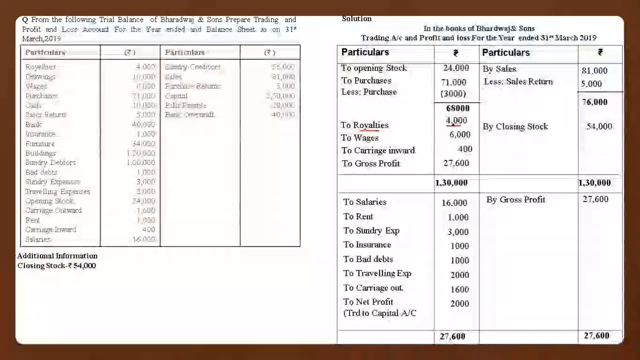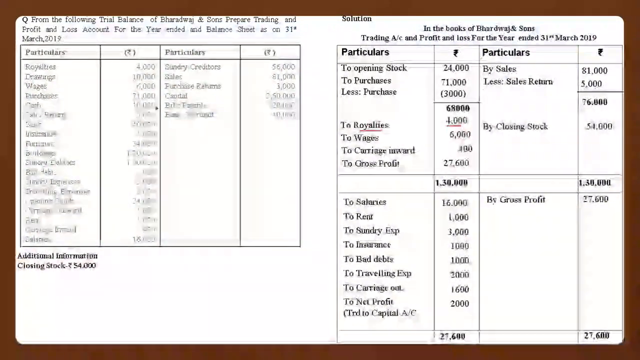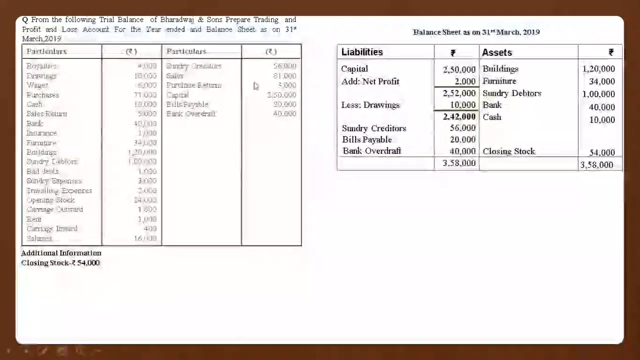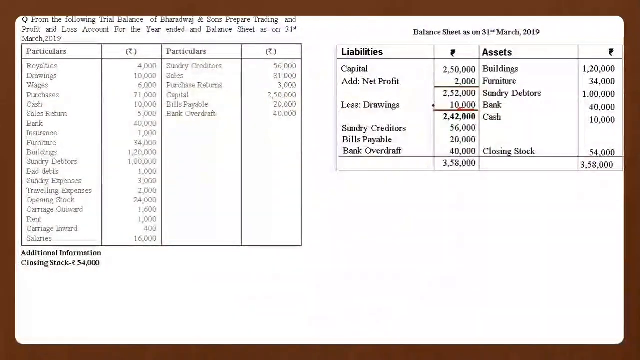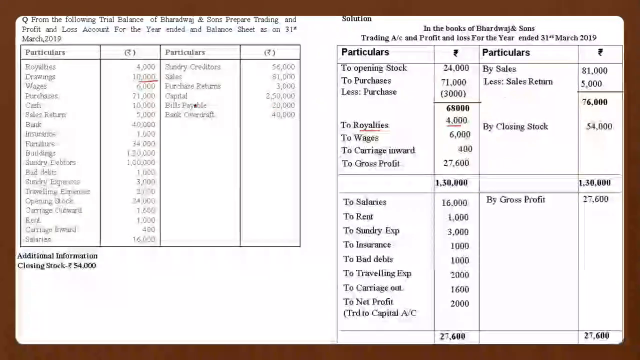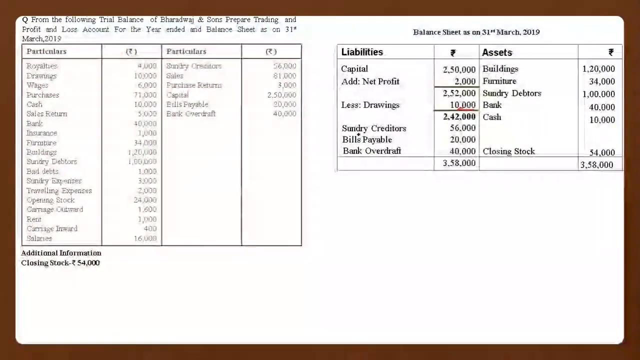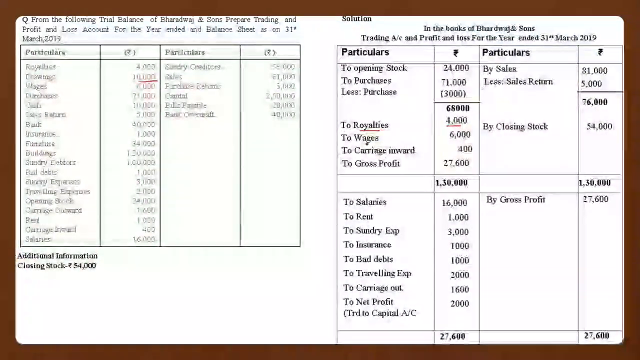To royalties 4,000. Next, drawings. Drawings amount is 10,000 rupees. So drawings, we have to go liability side, less drawing 10,000 rupees. Then next one is wages. Wages is given 6,000 rupees. So wages is a direct expense. So you are going to record in trading account debit side. So wages 6,000 rupees trading account.